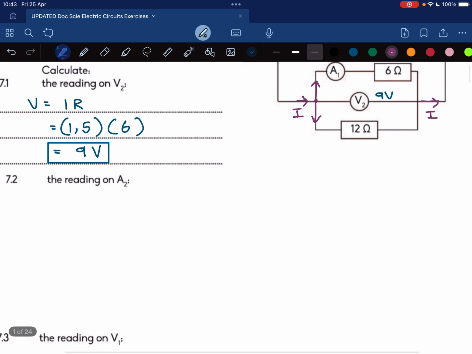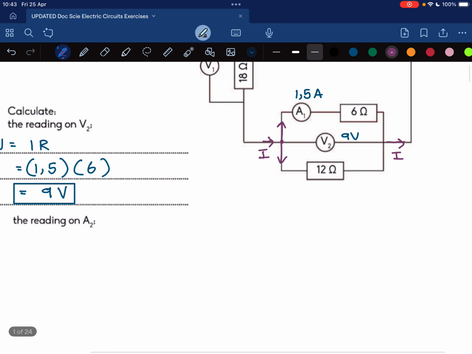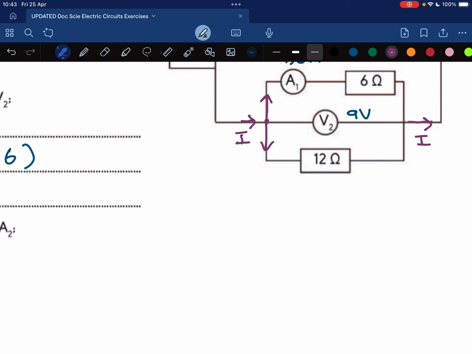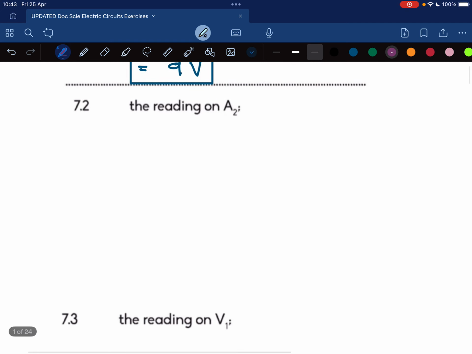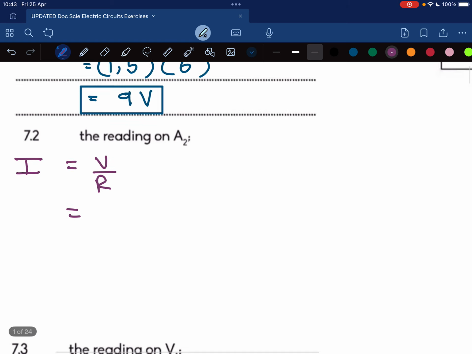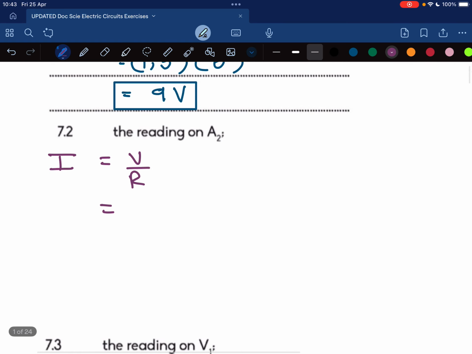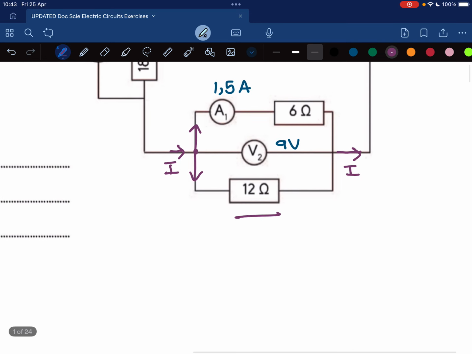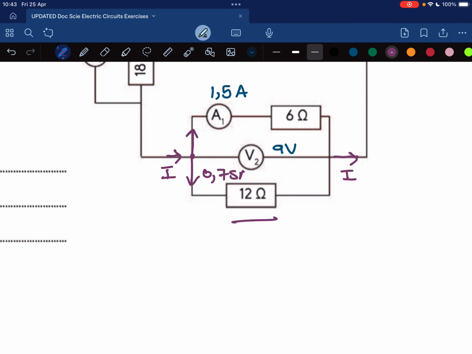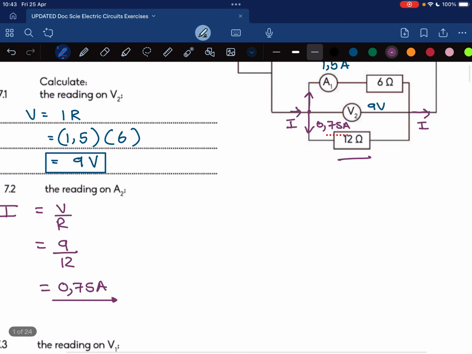To calculate the reading on ammeter 2, I need to calculate the current that goes through the 12 ohm resistor. So I'm going to say the current is equal to V over R. The voltmeter reading is the same as the one above, which is 9, over the 12 ohms, which is going to be 0.75 amps. So now that I know this is 0.75 amps, together they would give me the total current.